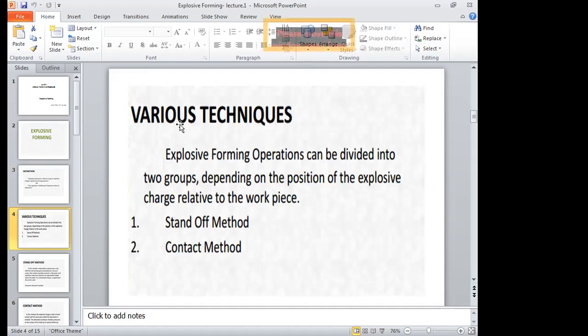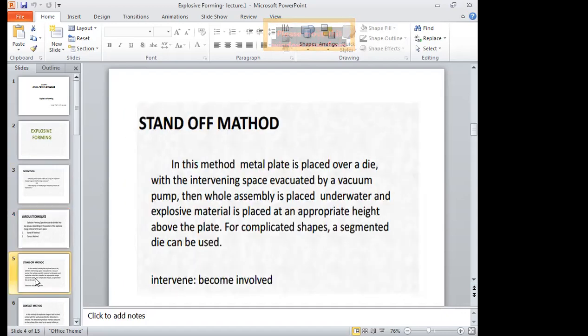explosion forming operations. It can be divided into two groups depending on the position of the explosive charge relative to the workpiece. That is, first the standoff method and second the contact method.